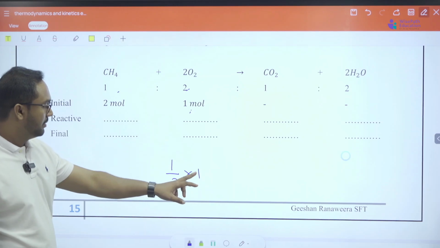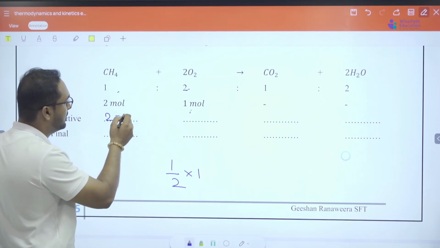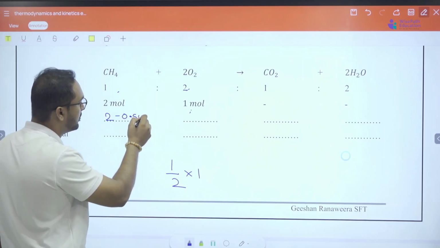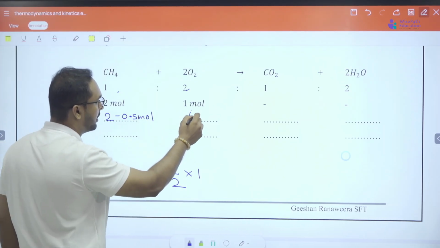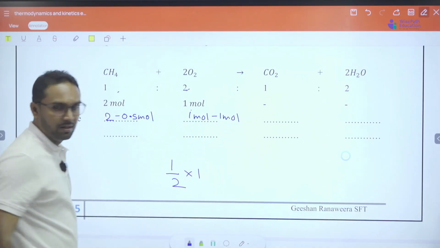So 0.5 is reacting. So out of 2 moles, only 0.5 moles are reacting. But out of 1 mole of O2, 1 mole is completely reacting.